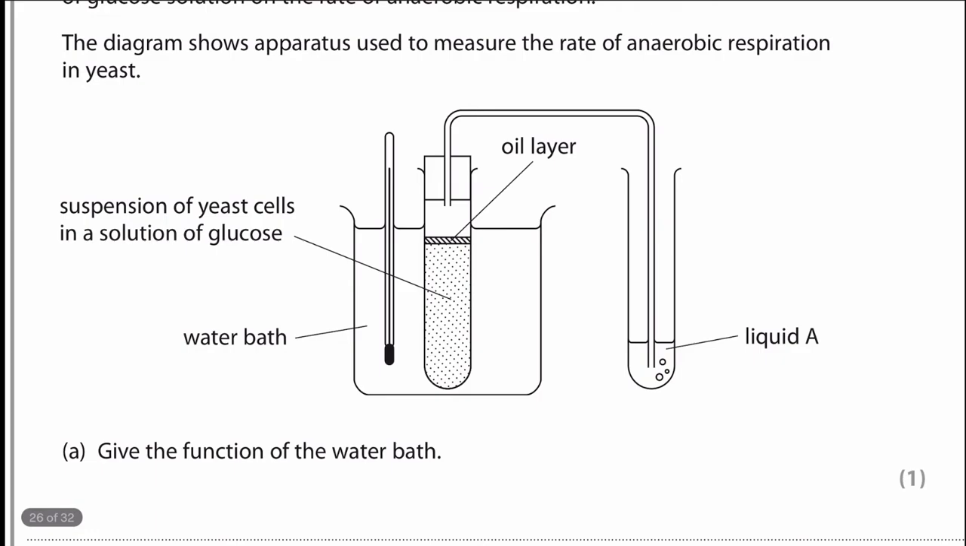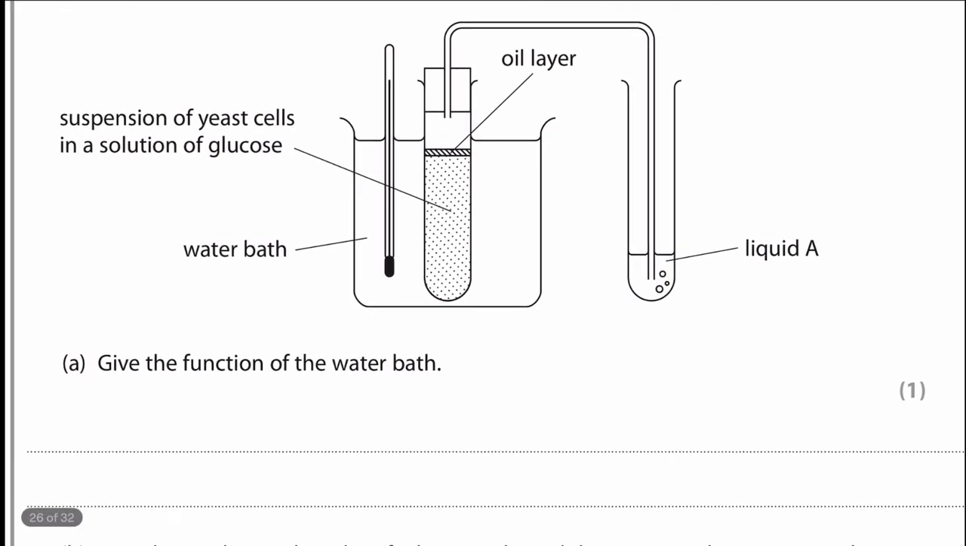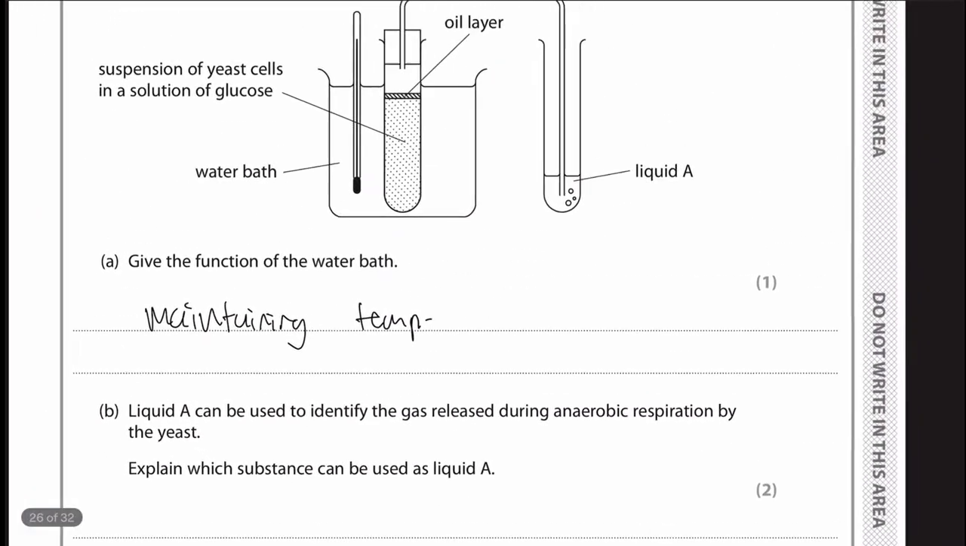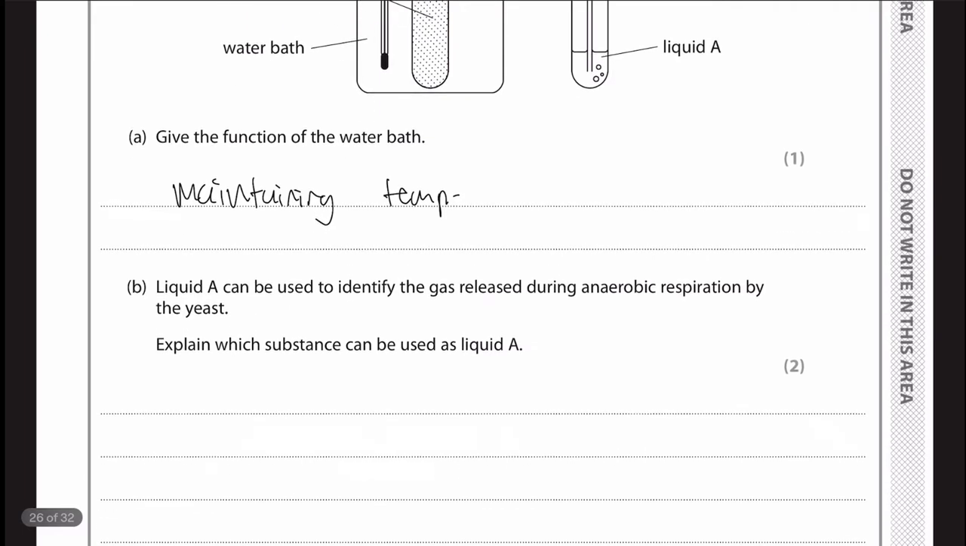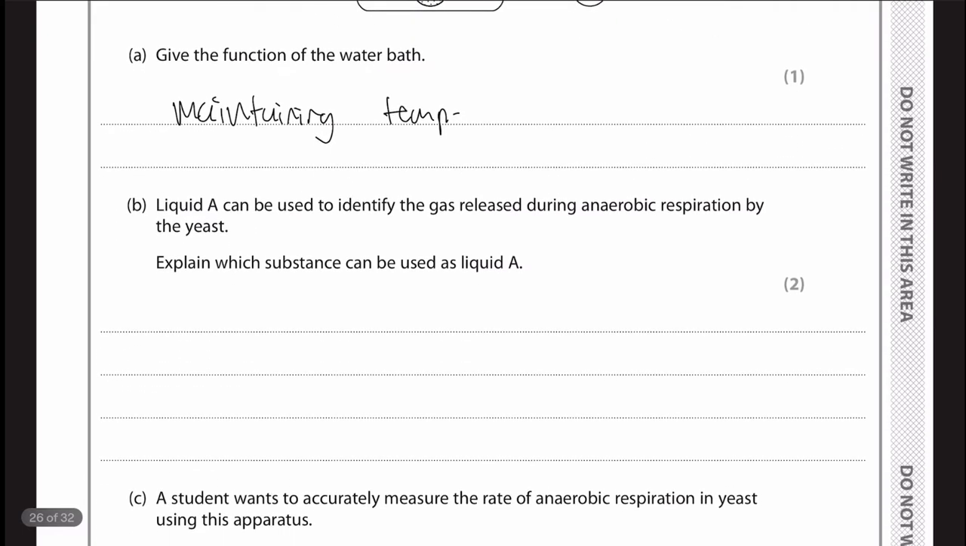So why would we need a water bath? Well, we want to maintain temperature. We want to keep controlled environments, so maintaining temp. There we go. Liquid A can be used to identify the gas released during anaerobic respiration by the yeast. Explain which substance can be used as liquid A.